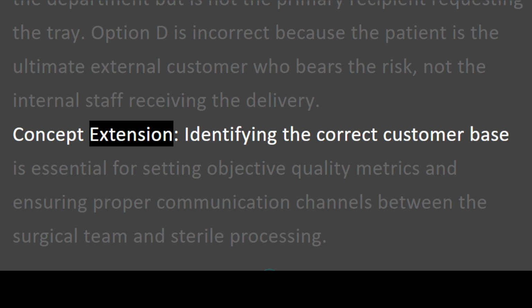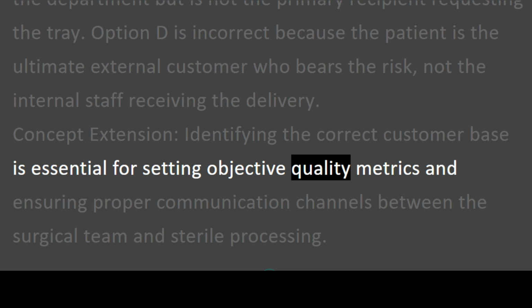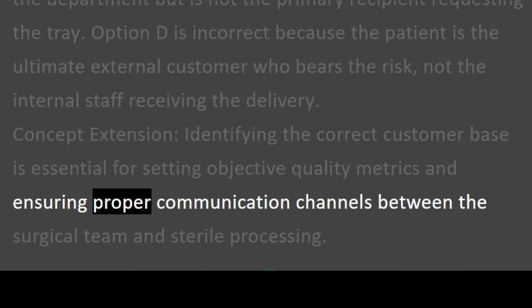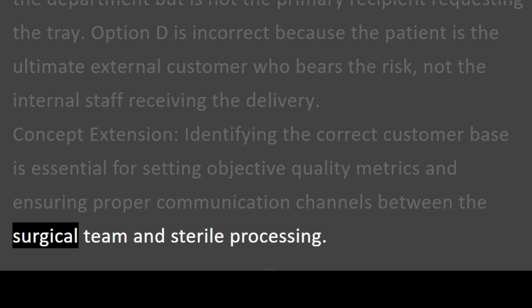Concept extension: identifying the correct customer base is essential for setting objective quality metrics and ensuring proper communication channels between the surgical team and sterile processing.